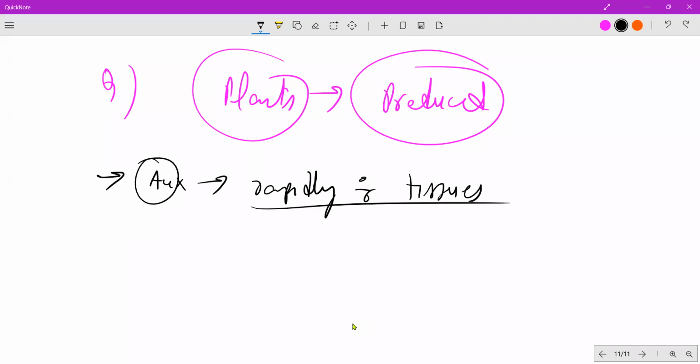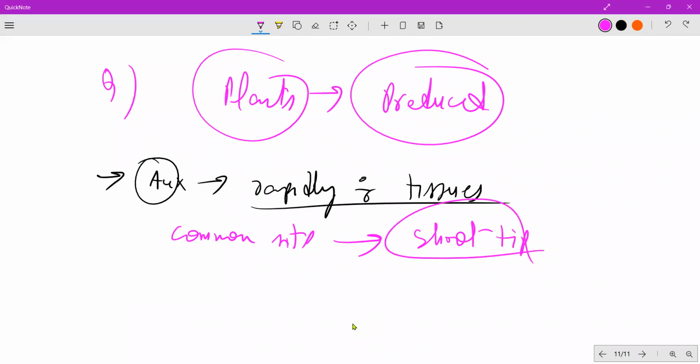And some of the most common sites of auxin production in a plant. The common site that everybody knows is the shoot tip or apical meristem. We call it the shoot tip. This is the common site of auxin production. Not only the shoot tip, we have another common site of auxin production.